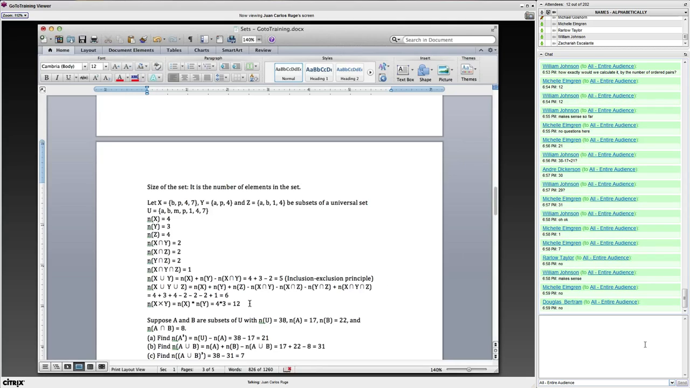I forgot to say something. Here in the Cartesian product, this is the multiplication, this is called the multiplication principle. When you have two sets and you want to count the number of elements when you pair the sets, that is going to be one of the multiplication products. There is another one.